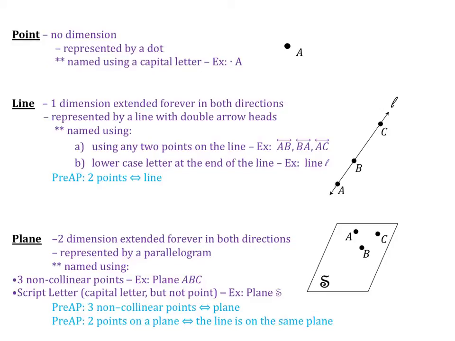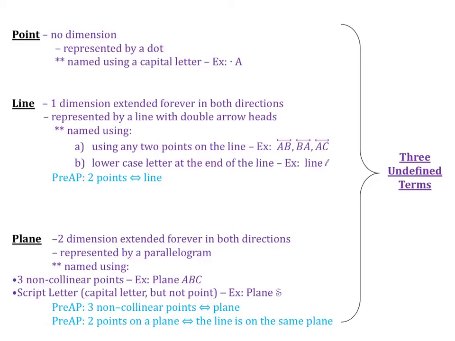With planes, we also have a few options for naming. So you can use 3 non-collinear points, so 3 points that are not in a line, and then you name it plane ABC, or you could switch the letters around, BCA, CAB, whichever order, as long as those 3 points cannot make a line. Or sometimes you'll see a little cursive capital letter down in the lower corner, and it's called a script letter. And it's not a point. You'll see there's no dots anywhere around it, and so we would call this plane S.